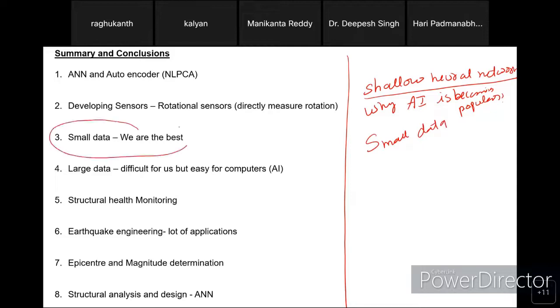So if there is small data, our ordinary statistical techniques themselves are the best. When there is a large data set, say 100 terabytes, more than 1 lakh records or 2 lakh records or 3 lakh records or whatever, then AI will really show its power. With small data, AI will just collapse. It is like a fancy kind of thing. So in the morning I showed you the shallow neural network, and also why AI is becoming popular and whether it is really real.